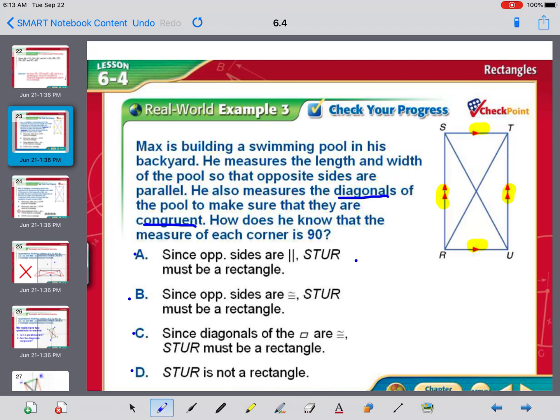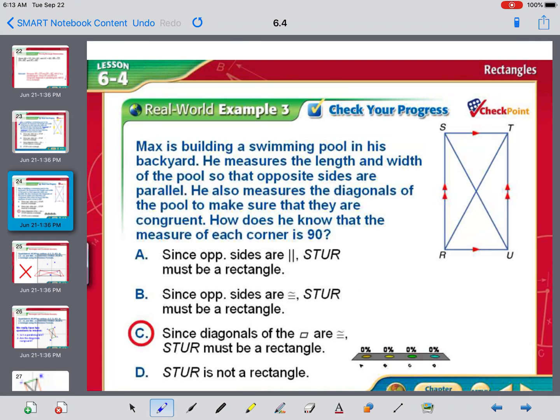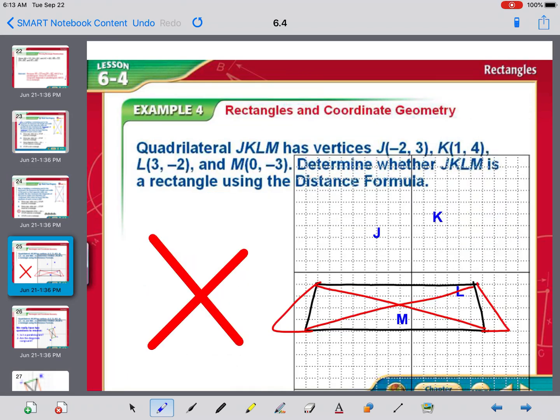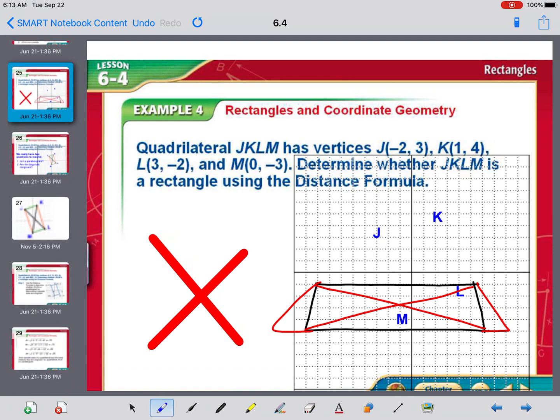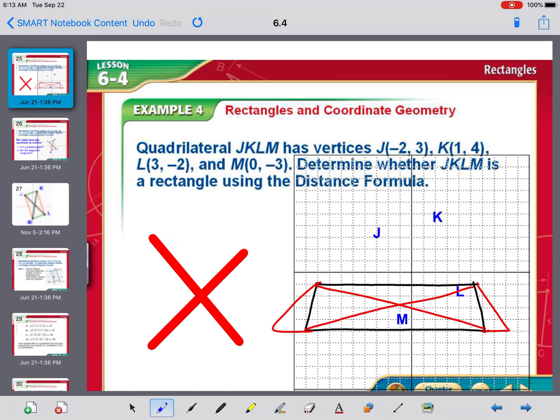Since opposite sides are parallel, is that enough? No. Since opposite sides are congruent, is that enough to say it's a rectangle? No. Since the diagonals of the parallelogram, because you know it's a parallelogram because opposite sides are parallel, you know, he made sure of that, Max did. Is that enough? Yes. Answer C. It's a parallelogram with diagonals congruent, then it is a rectangle.